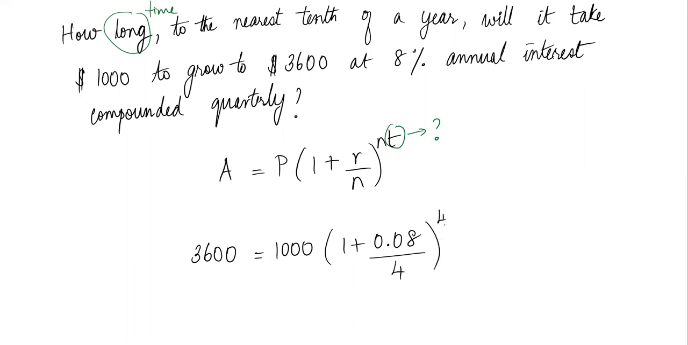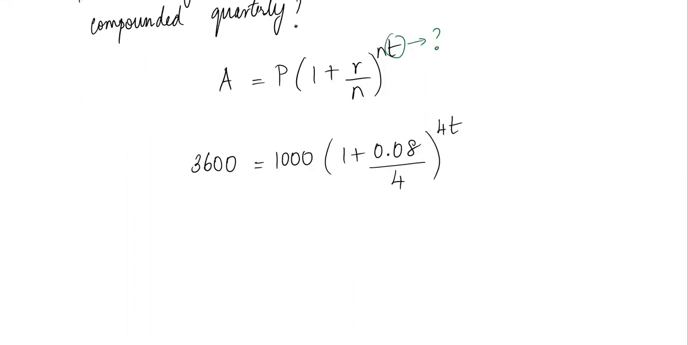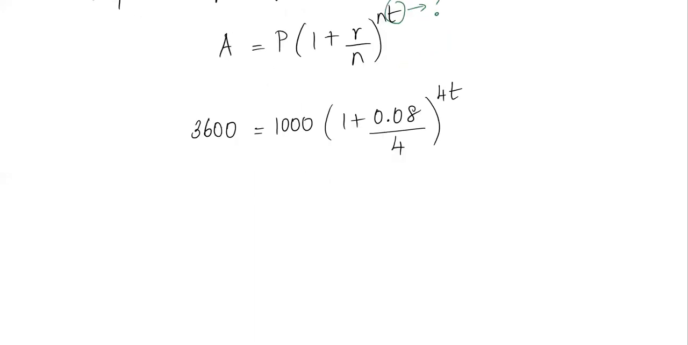The whole power, n is 4 times t. So t is sitting in the power, and we need to systematically get to t. We need to isolate t. Let's first clean up. Okay, 3,600. Use your calculator when you're ready to.